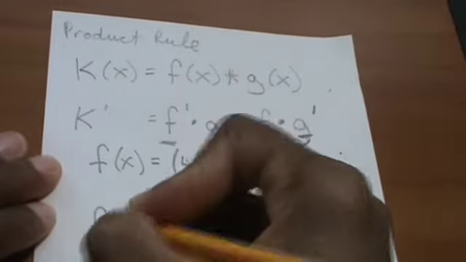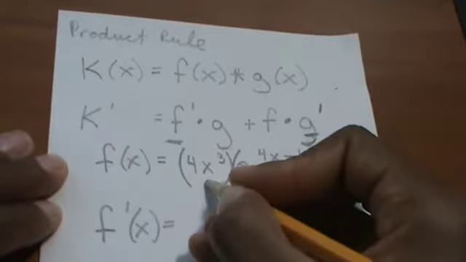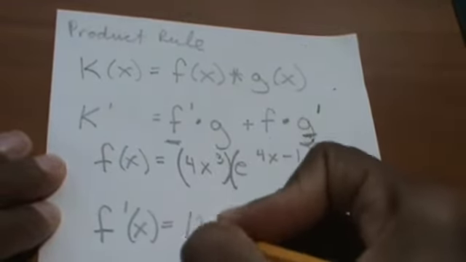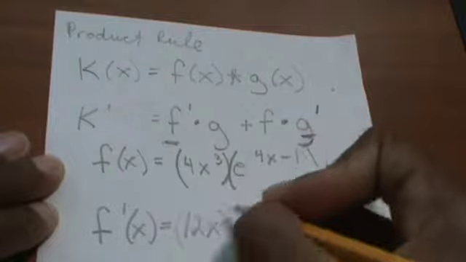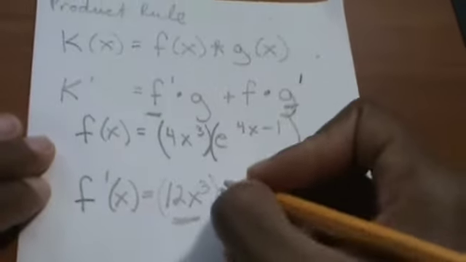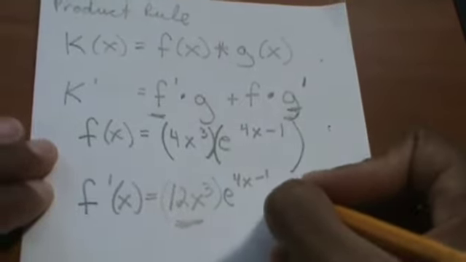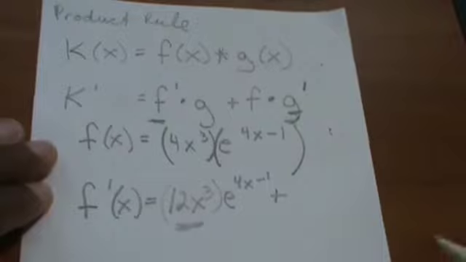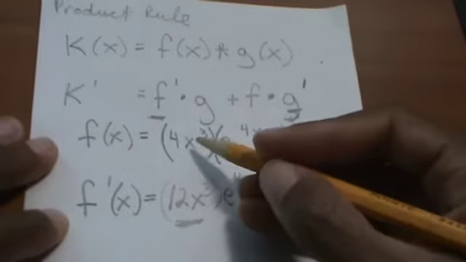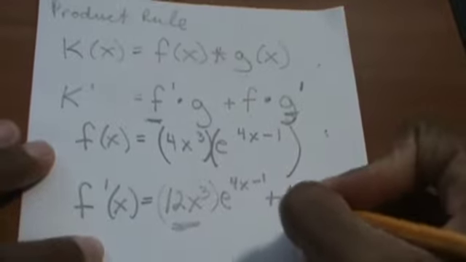So if we want to take the derivative, then all we're going to do is we're going to take turns. So take the derivative of this first one, which is 12x squared. I'm going to underline that because you did take a derivative. Now you're going to leave the second one alone, e to the 4x minus 1. And then you'll add to that. The first one is now going to sit back and watch. So you have 4x cubed.